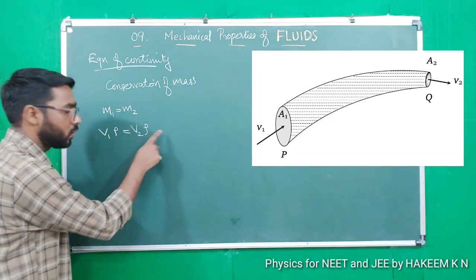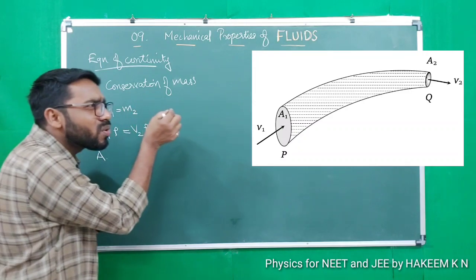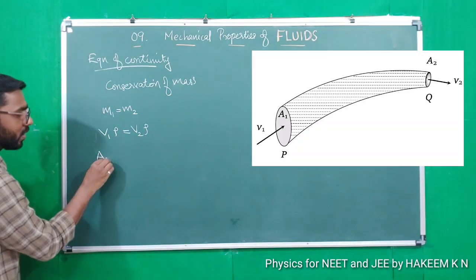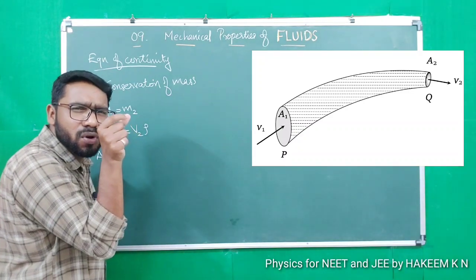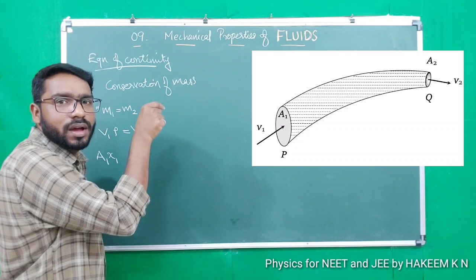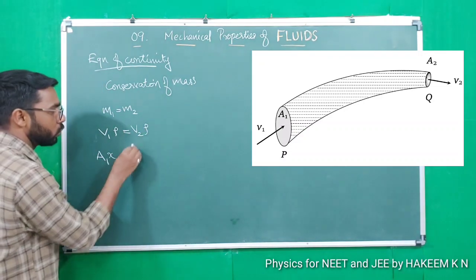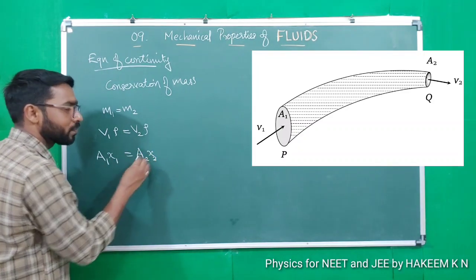V1 rho equal to V2 rho. For volume we can write area into small displacement x. At the time of entering the tube, A1 x1 equal to, rho will be cancelled, A2 x2.